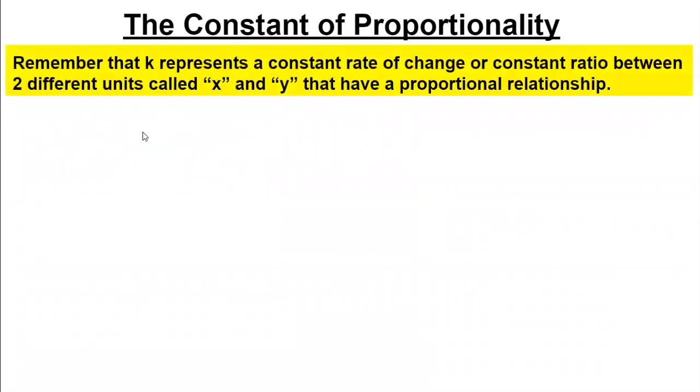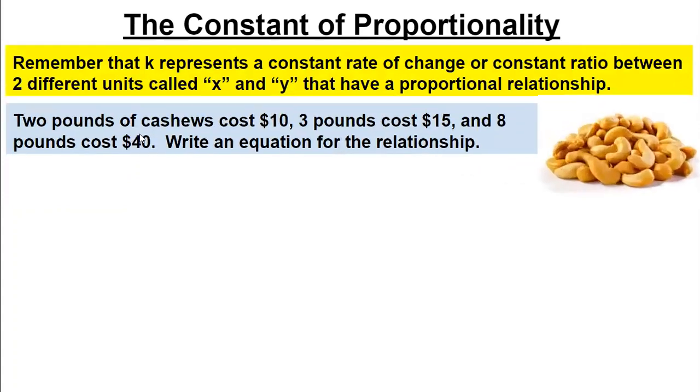Okay, remember that K represents a constant rate of change or a constant ratio between two different units called X and Y that have a proportional relationship. So 2 pounds of cashews cost $10, 3 pounds cost $15, and 8 pounds cost $40. Write an equation for the relationship.